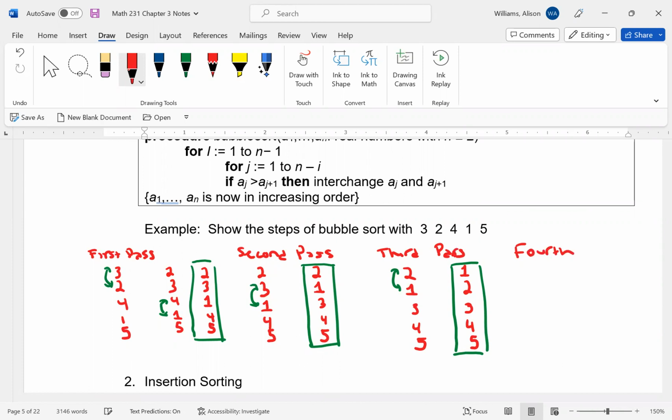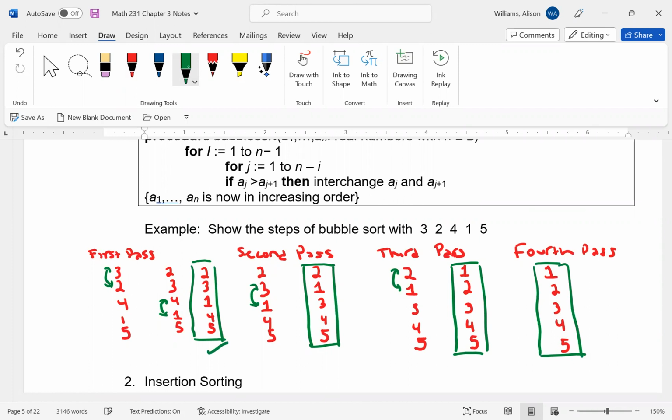And when I get to the point where I'm not interchanging anything, then I know that I've done it right. So I start with my list and I'm checking to see if I need to interchange anything. I do not. Therefore, I know I'm done. So it takes 4 passes for it to get it right, but it finally put the numbers in order.